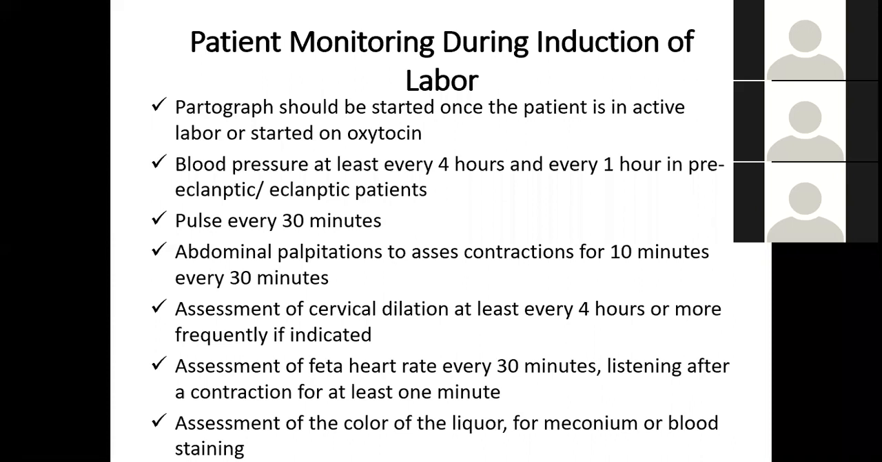Then we assess the cervical dilatation at least every 4 hours or more frequently if indicated. Then assessment of fetal heart rate every 30 minutes. So as you take the pulse of the mother, you check for the fetal heart rate every 30 minutes, listening after a contraction, or at least 1 minute after the contraction, sorry. Then we assess the color of the liquor, if there is presence of meconium or blood in it.